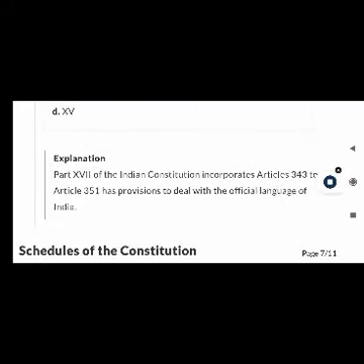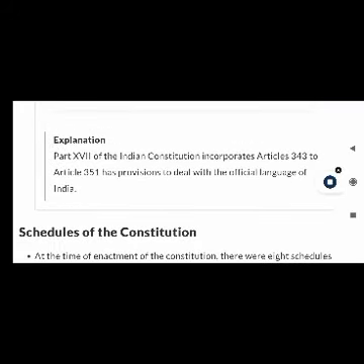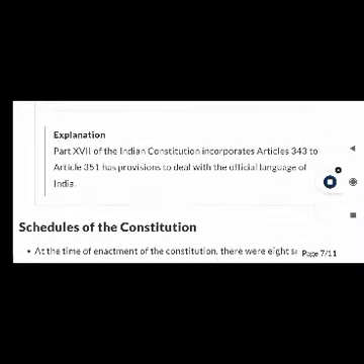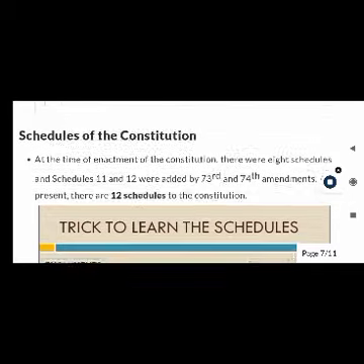Part 17 of the Indian Constitution incorporates Articles 343 to 351, and has provisions to deal with the official language of India. Schedules of the Constitution.